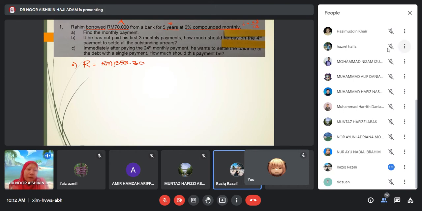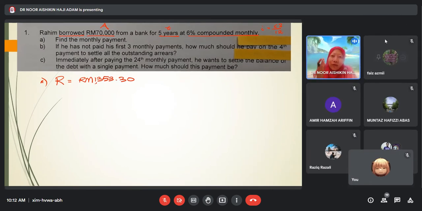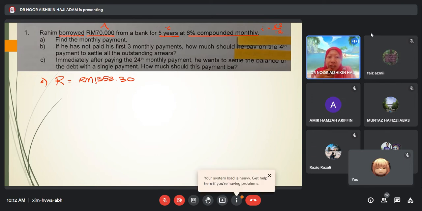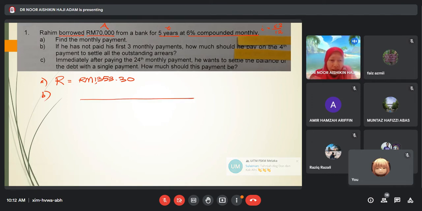Now, B. If he has not paid his first 3 monthly payments, so the first 3 payments dia tak buat. How much should he pay on the 4th payment to settle all outstanding arrears? Bayaran tertunggak lah, outstanding arrears. So in part B, on a timeline, it looks like this.